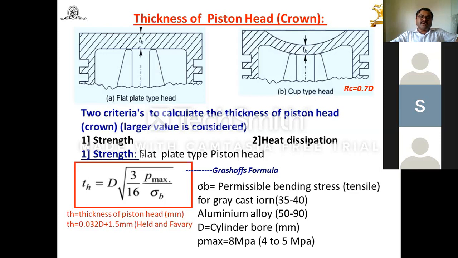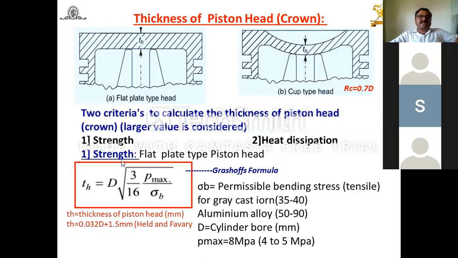That's why strength plays an important role. And another criterion is heat dissipation, because after combustion excessive heat is generated and the temperature is high. How the piston helps with that means the thickness of the piston head also plays an important role in dissipating that heat. That's why there are two criteria: one is strength and the second one is heat dissipation. That's why thickness plays an important role also in heat dissipation.